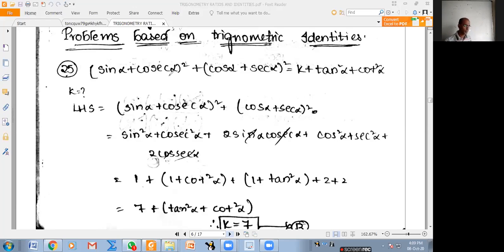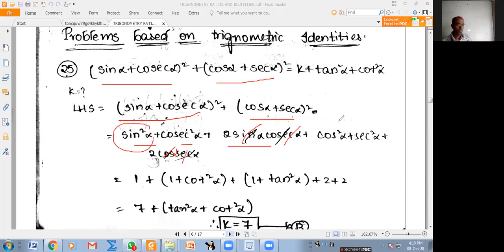For example, here, sin alpha plus cosecant alpha whole square, cos alpha plus secant alpha whole square. A plus b whole square formula, a square plus b square plus 2ab. Here also a plus b whole square. When you take sin alpha into cosecant alpha, you can cancel. Cos alpha into secant alpha, this is cos alpha, secant alpha. Okay, now what are we left with? Sin square alpha here, cos square alpha, that becomes 1. This cosecant square alpha, I can write 1 plus cot square alpha. This secant square alpha, I can write 1 plus tan square alpha.